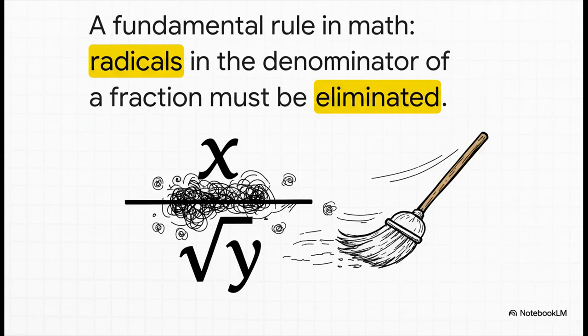The problem is this big, fundamental rule of mathematical housekeeping. You are just not allowed to leave a radical in the denominator of a fraction. It's considered unsimplified. That's it. That's the entire goal of everything we're about to do, to just sweep that radical right out of there.